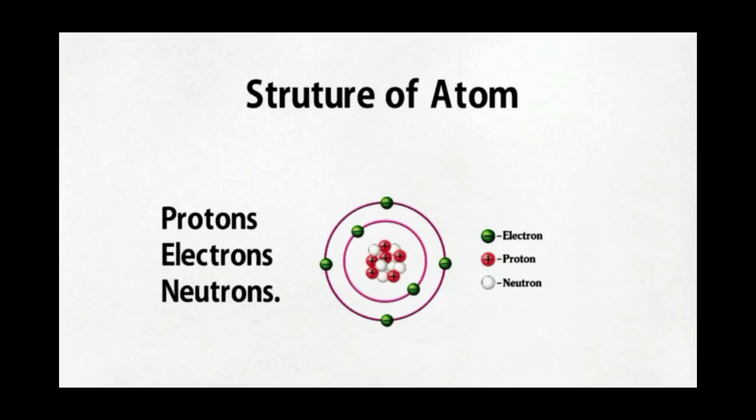The protons and the neutrons cluster together in the central part of the atom, called the nucleus, and the electrons orbit the nucleus. A particular atom will have the same number of protons and electrons, and most atoms have at least as many neutrons as protons. Protons and neutrons are heavier than electrons and reside in the nucleus at the center of the atom. So this is the atom's definition.